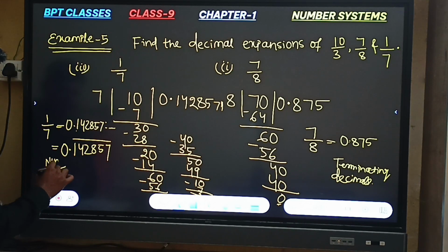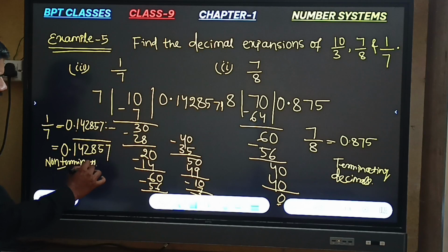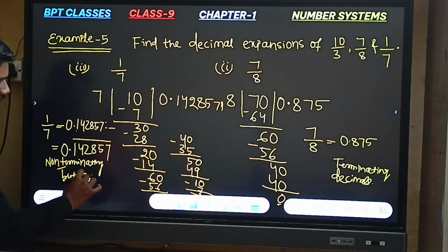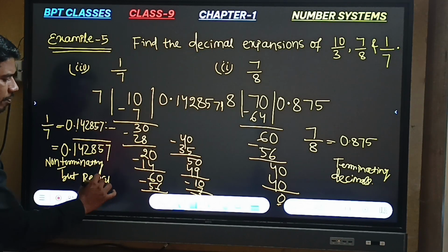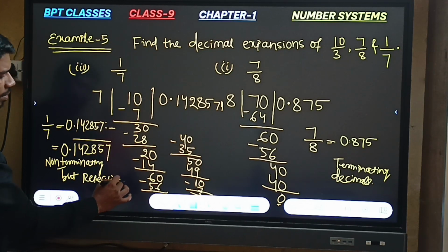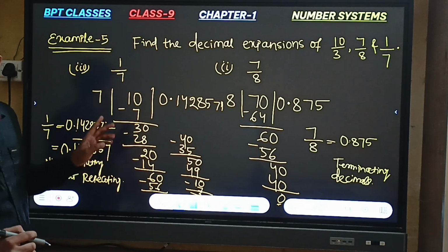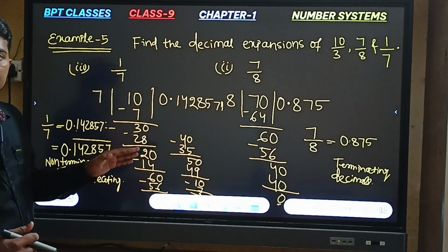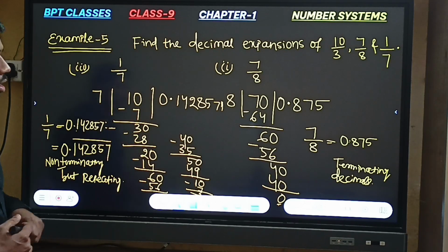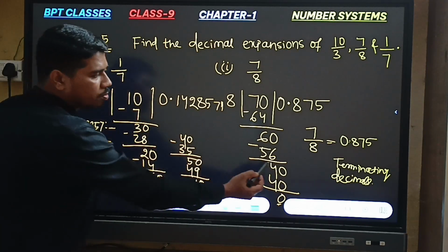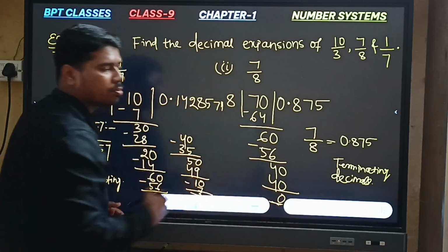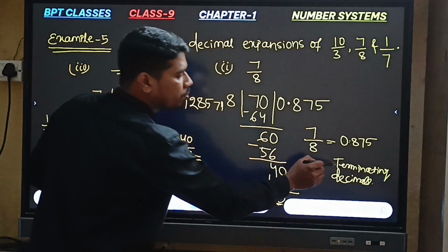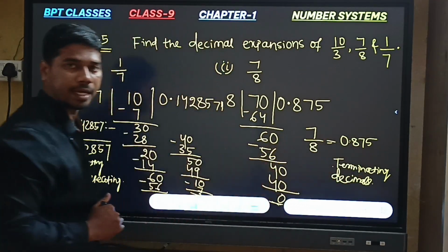Again it is repetitive. If repetitive, that is known as non-terminating but repetitive, and it is also rational. So what do we observe here? If in a rational number the remainder becomes 0, it is said to be a rational number because it is a terminating decimal.